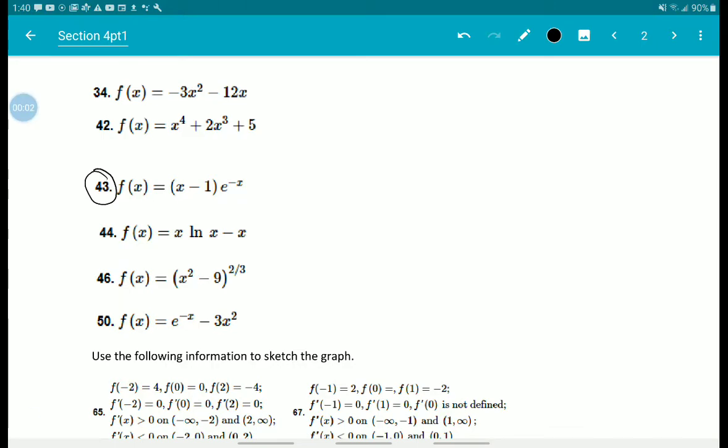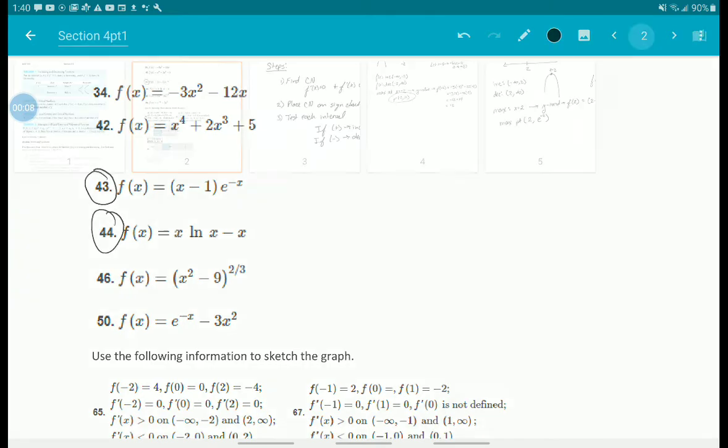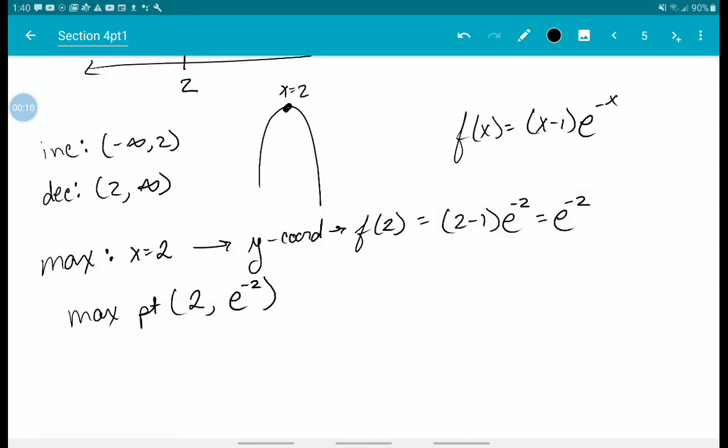Let's look at another example. Let's look at 44. We have f of x is equal to x ln of x minus x, and we want to analyze that first derivative.